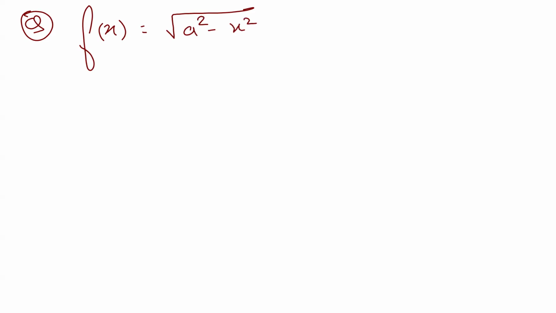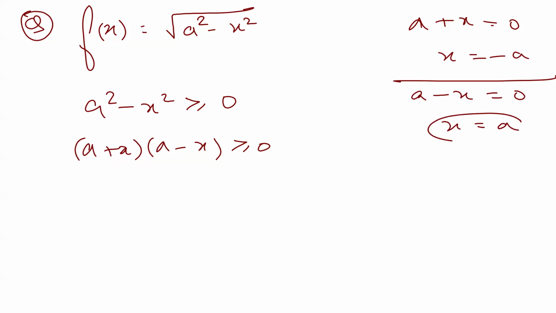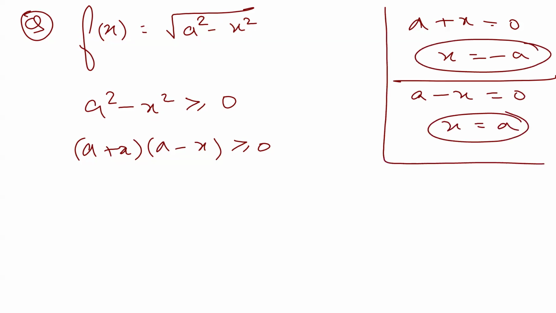We need to calculate the domain of this particular problem. Just calculate the domain: root of a square minus x square. They are asking you to calculate only the domain for this. Inside the root, it cannot be negative, so it has to be greater than or equal to 0. So a plus x into a minus x is greater than or equal to 0. Equate a plus x to 0, so x is equal to minus a. Equate a minus x to 0, x is equal to a.